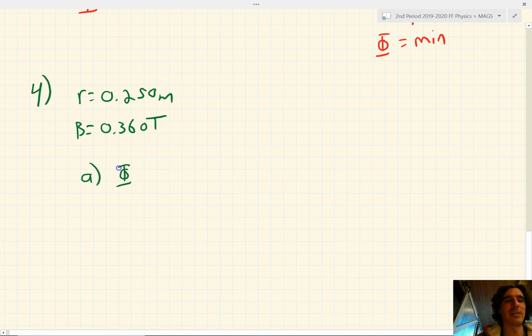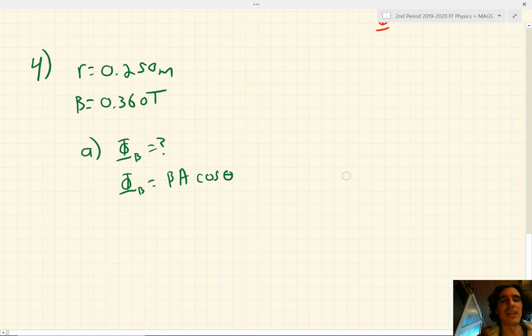So we want to calculate phi b. So let's look at our formula for magnetic flux. Phi sub b is BA cosine of theta. In this case, theta is 0 because the angle between the magnetic field and the normal to the plane of the coil of wire is 0 degrees, and we're told that they're in the same direction. So phi b is equal to b, times the cross-sectional area, which is pi r squared, times the cosine of theta.